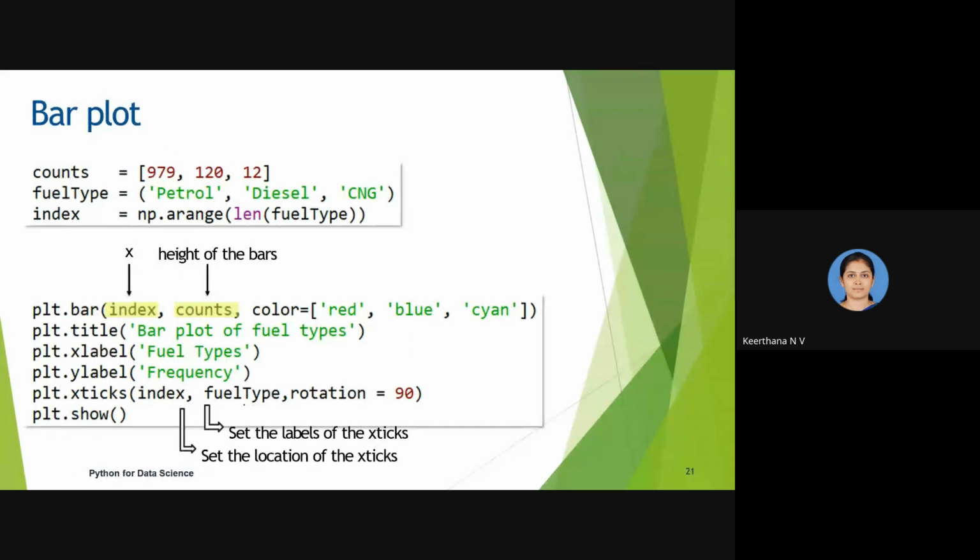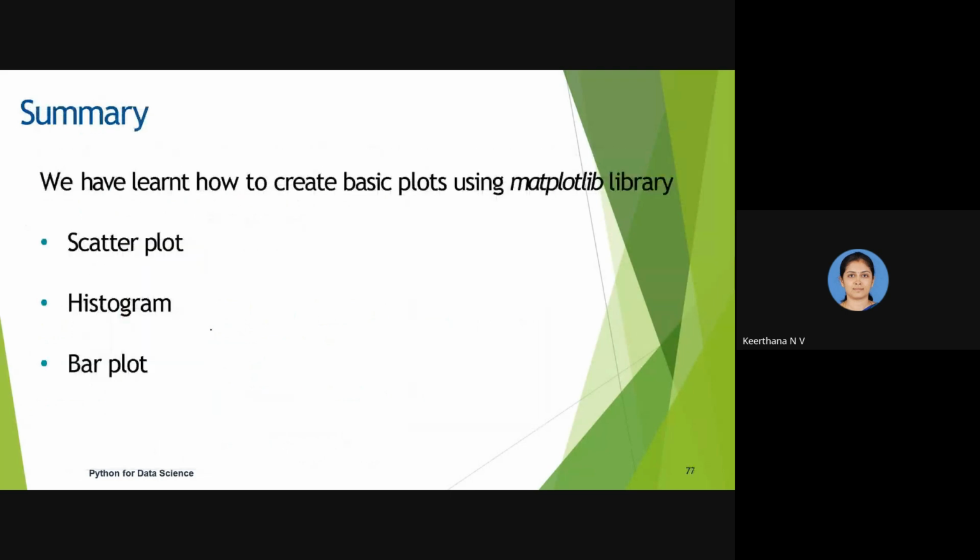What will be the fuel type is my labels, set of x labels. This will be a set of y ticks. So we have seen so far 3 types of plotting: scatter plot, histogram, and bar plot. Histogram is for categorical values, scatter plot is for correlation of values, and bar plot is for representing the relationship between the data.